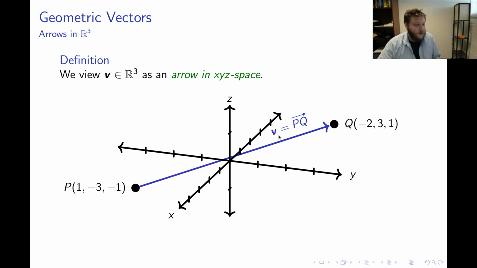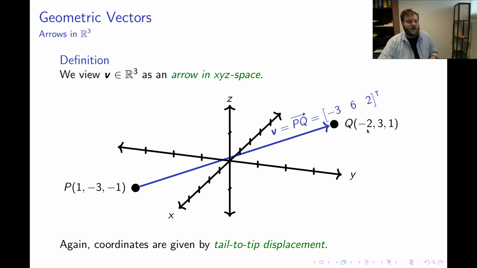So if I wanted to figure out the coordinates of the vector v connecting this point P to this point Q, I can match all the coordinates of the tip and the tail together and then do my displacement arithmetic. So in the x direction, what's displacement? That would be -2 minus 1, that's -3. In the y direction, the tail to tip displacement would be 3 minus -3, that's equal to 6. And then now in the z direction, displacement is 1 minus -1, that's equal to 2. So the coordinates for this vector, which connects this point P to this point Q, are -3, 6, 2.